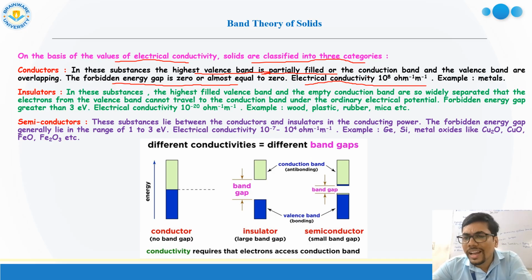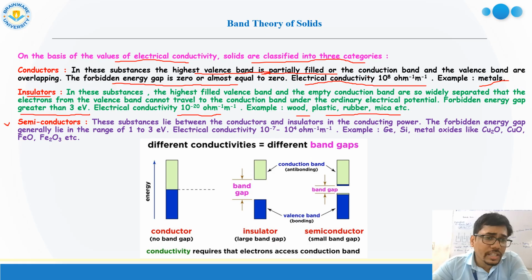For example, metals. If I am talking about an insulator, in this substance there is a forbidden energy gap. The energy gap between the valence band and conduction band is very high. It's almost greater than 3 electron volt. So electrons cannot easily jump from the valence band to the conduction band. Okay, so here electrical conductivity is very less. It is about 10 to the power minus 20 ohm inverse meter inverse. For example, wood, plastic, rubber, etc.